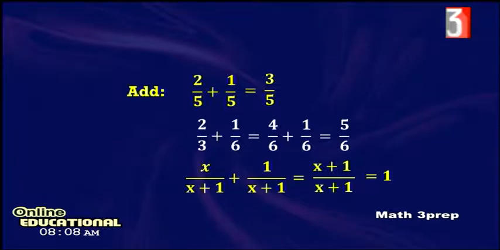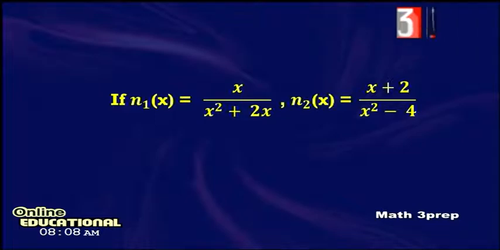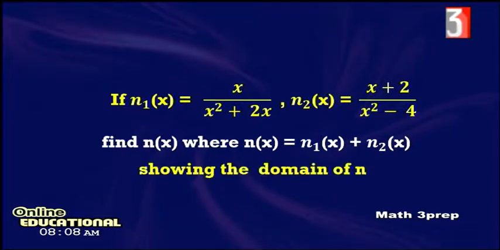Then, if n1 of x equals x over x squared plus 2x, and n2 of x equals x plus 2 over x squared minus 4, find n of x, where n of x equals n1 of x plus n2 of x, showing the domain of n. It means that n of x is the sum of n1 and n2.